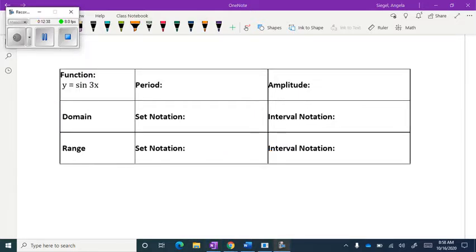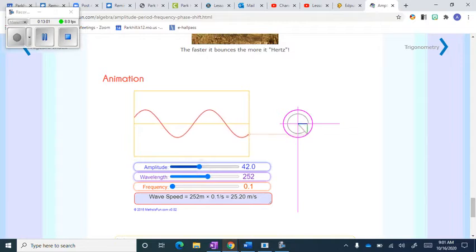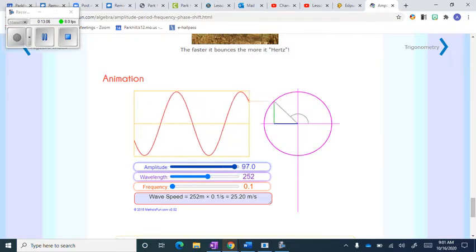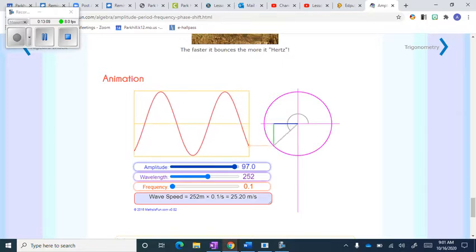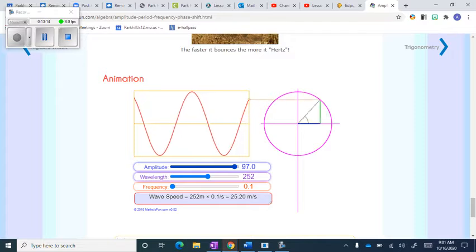So notice the placement of this 3. Instead of out here, where it would affect my amplitude, this is going to affect my period. So I'm going to show you what happens here. Okay, so I want to show you this sine graph. As I make the amplitude bigger, notice how our graph gets bigger, and our unit circle, instead of radius being 1, gets bigger or smaller depending on the number. So like 3, then our radius would be 3.